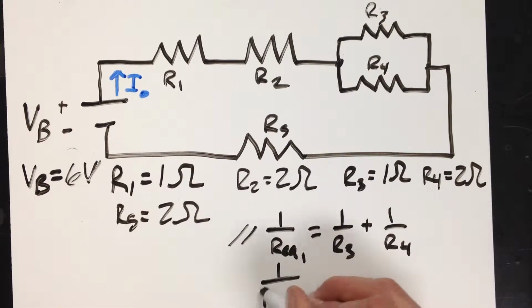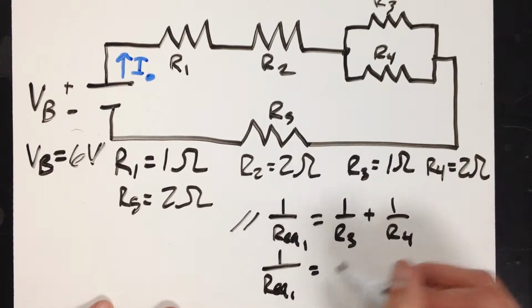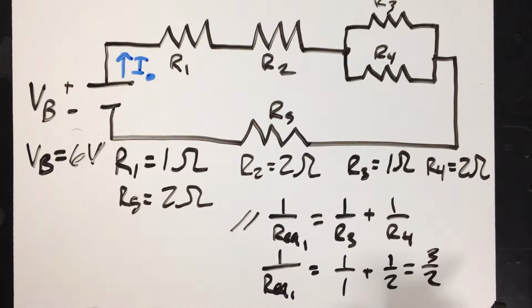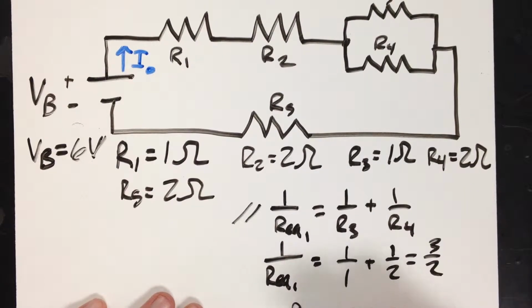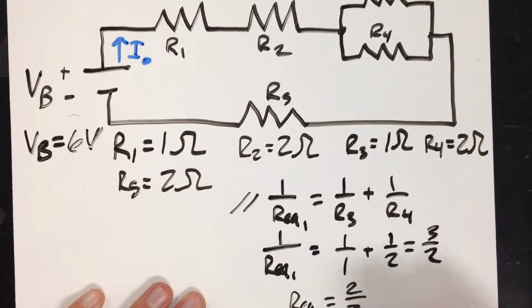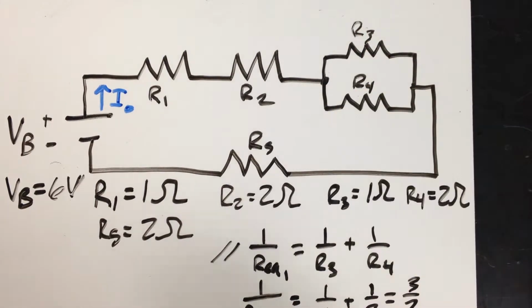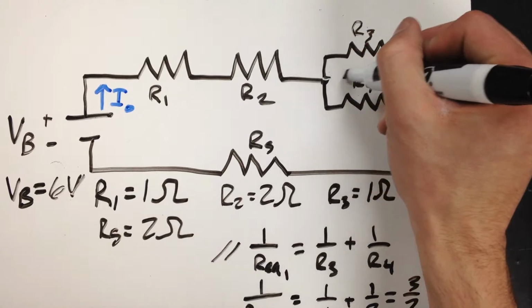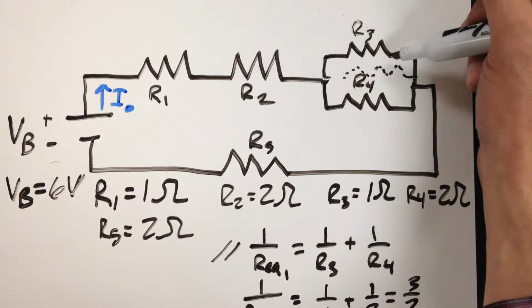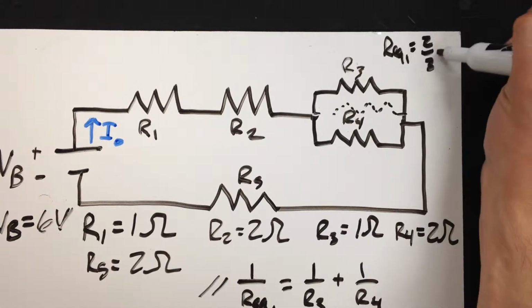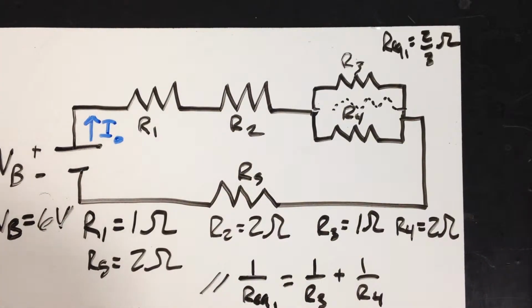So in this case, we got 1 over REQ1 being equal to, well, R3 is just 1, so 1 over 1, plus R4, which is 1 over 2. That gives me 1 and 1/2, or 3/2, but it's the reciprocal sum. So the equivalent resistance for these 2 is just 2/3 of an ohm. So what I did is I made this resistor as if it were a single resistor. And so I can represent that by a little dashed resistor here, and that is REQ1. And REQ1 is 2/3.